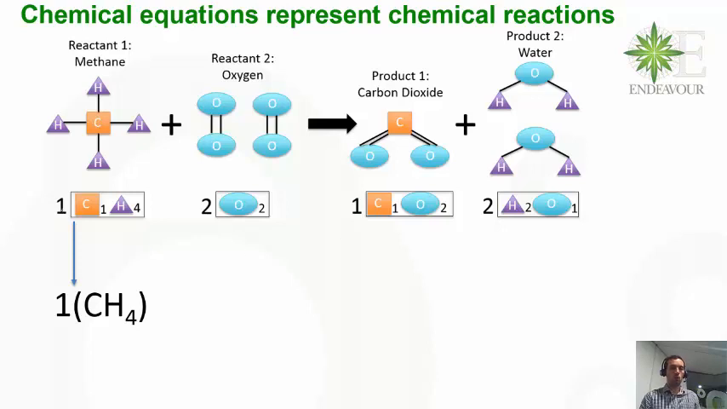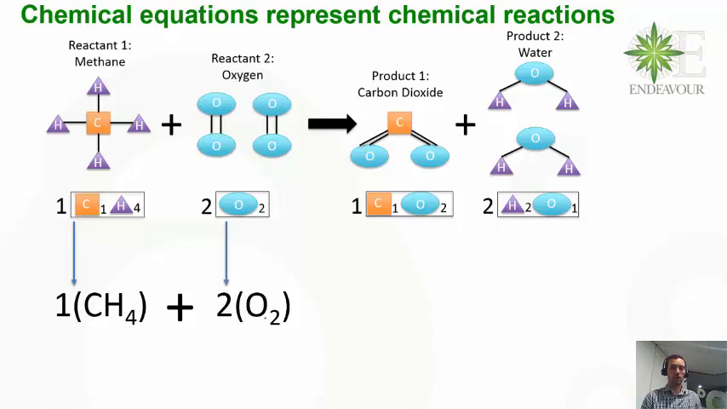So one CH4 that we've got here is equivalent to what I've got drawn here. 1 and then CH4 in the brackets. So it's telling us that we've got one lot of our CH4, which is methane. And the other reactant is two lots of O2. So you can see how we've simplified that representation.